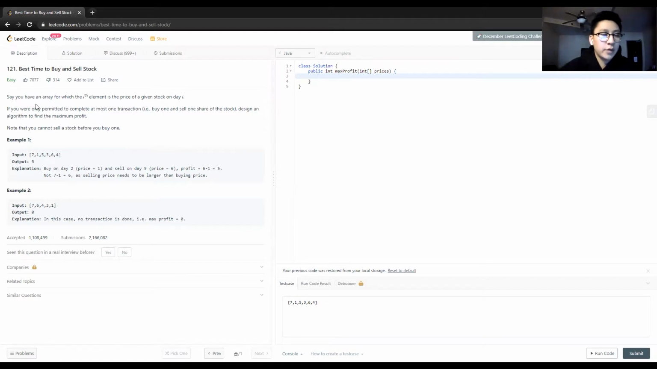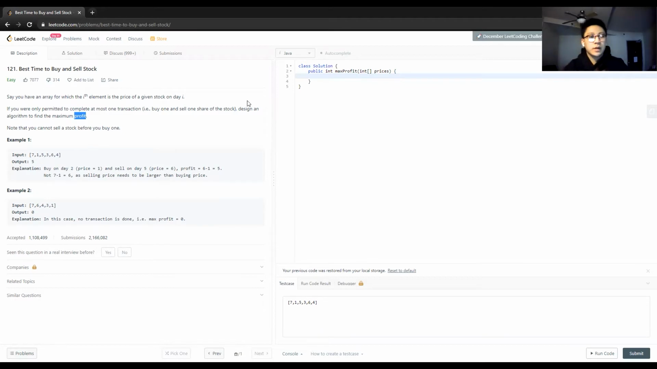So let's assume that you have an array for which the ith element is the price of a given stock on day i, right? So you can see this integer array prices as just a list of prices on any given day. This could be a list of prices in a 6-day trading week, or whatever. If you're only permitted to complete at most one transaction, so buy one and sell one share of the stock, design an algorithm to find the maximum profit. Note you cannot sell a stock before you buy one.